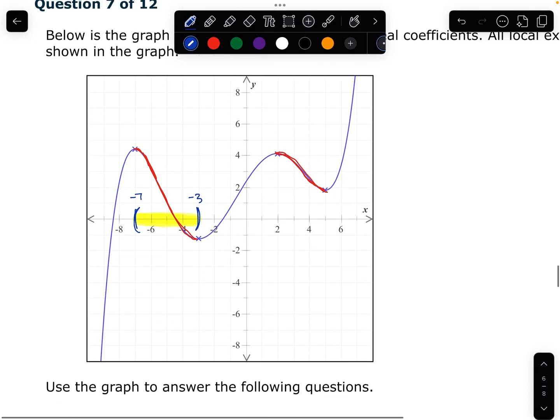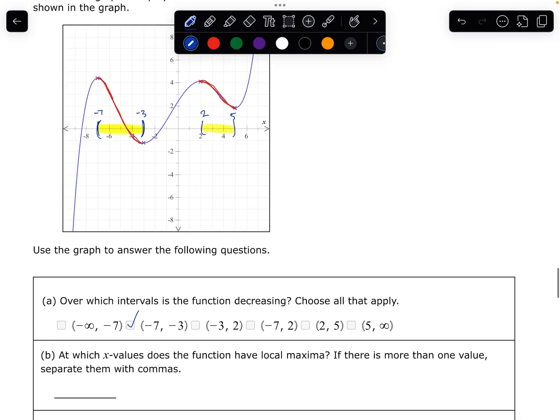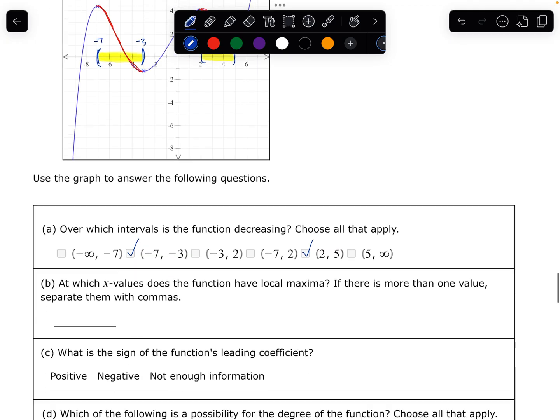And the other one, so if I look at the other interval, so here to here, if I look at the x values, that is going to be between 2 and 5, it looks like. So between 2 and 5 is where it's also decreasing. So between 2 and 5, so right there, those are the intervals that it is decreasing.